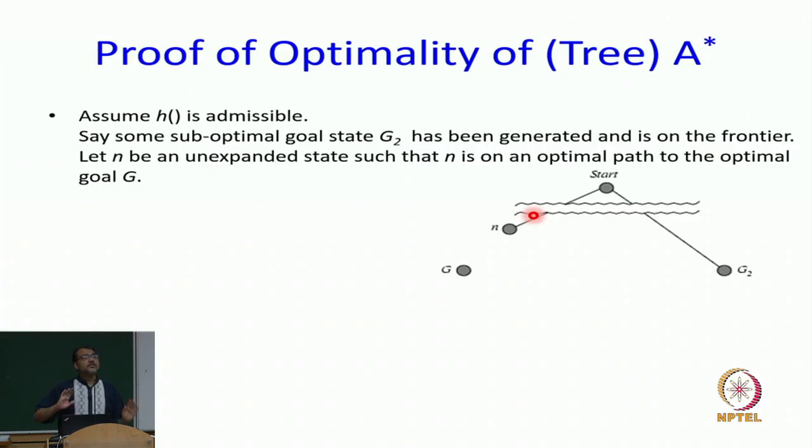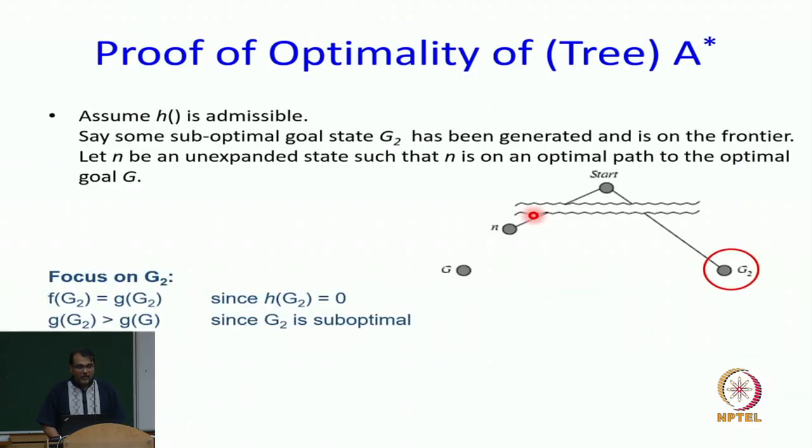Okay. But we chose to expand G2, we chose to remove G2 and not remove N. So, if the algorithm was right, it should have removed N, but the algorithm tried to remove G2. That means, for whatever reason the algorithm thought that G2 is the right node to remove, that means its F value was less than N's F value.